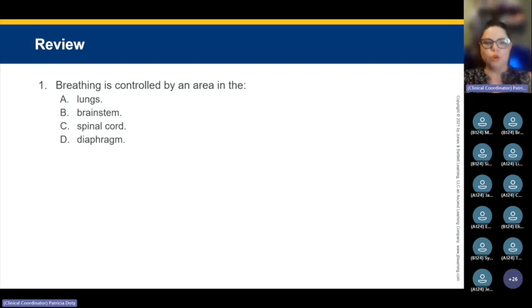Breathing is controlled by an area in the A, lungs, B, brainstem, C, spinal cord, or D, diaphragm. Let's go over that one more time. And it's okay to be wrong. Be wrong here, not out there, okay? Breathing is controlled by an area in the lungs, brainstem, spinal cord, or diaphragm.